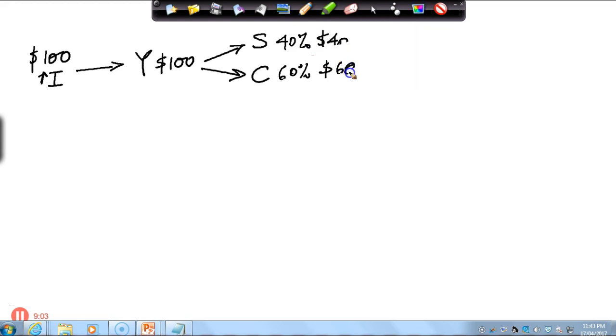Because the 60% that's spent, of course, is spent on, for example, buying new cars and washing machines and things like that. So that becomes $60 income for yet other people. And what do they do with that income? Well, they save 40% of it. So that'll be, let's see, $24.